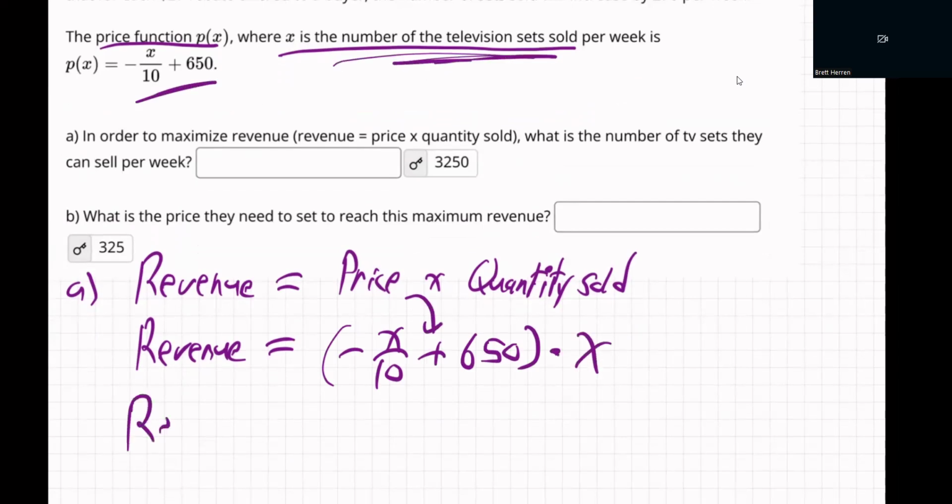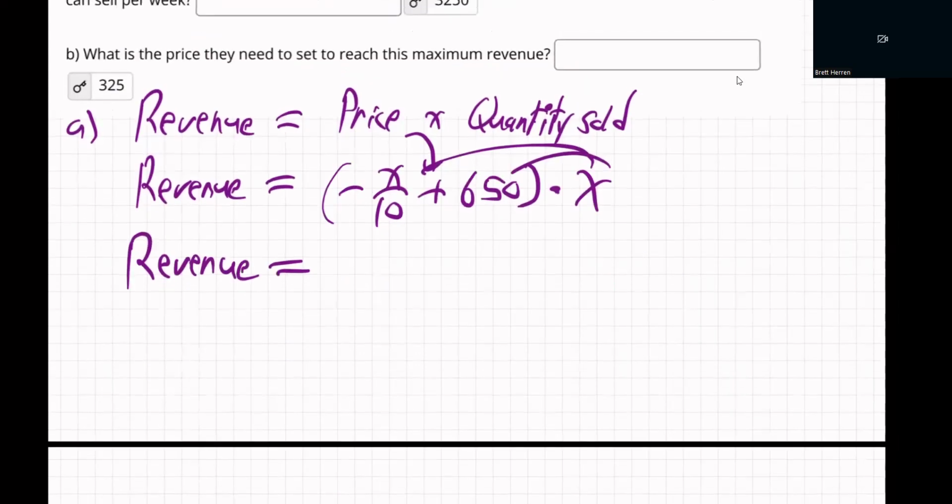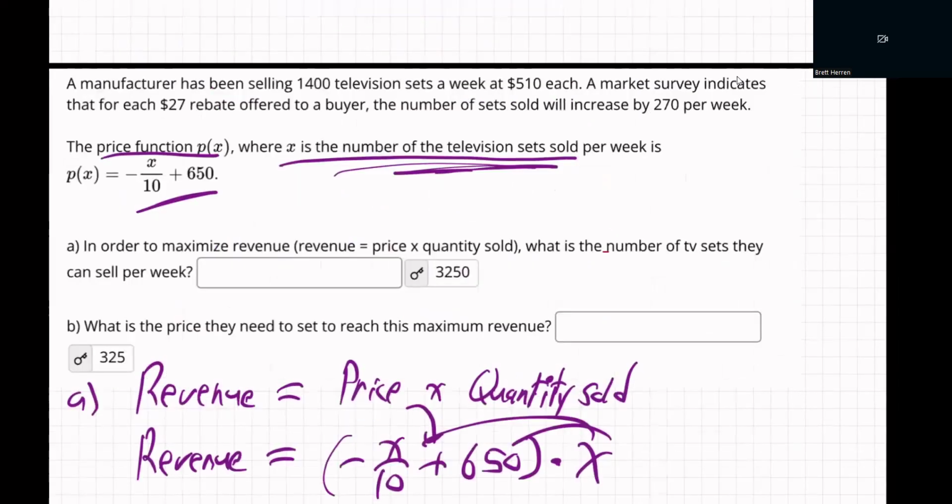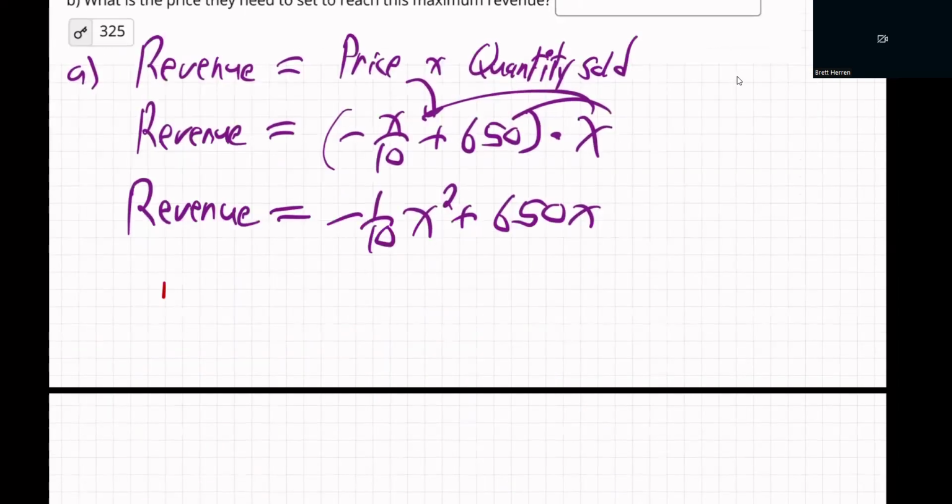So therefore, revenue equals, let's distribute, minus 1/10 X squared plus 650X. There's the revenue equation. Now, what do they want us to do with it? Well, they say maximize the revenue equation. So how do we do that? We take the derivative and set it equal to 0.